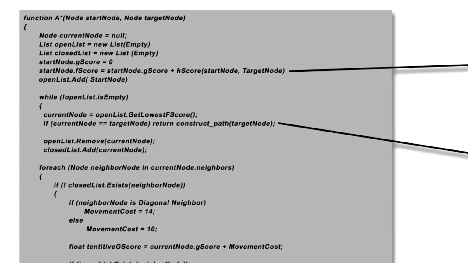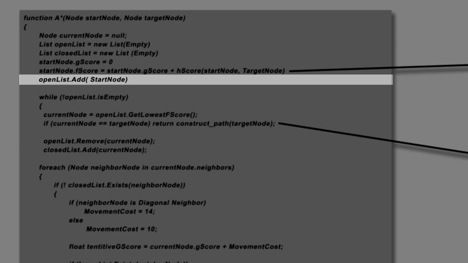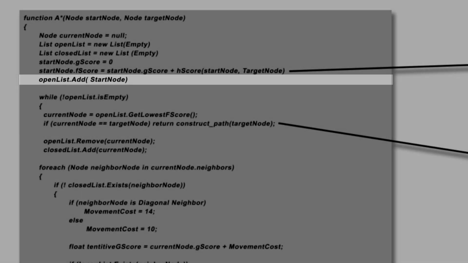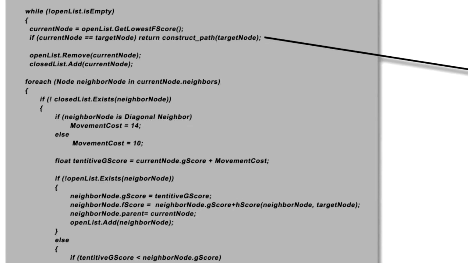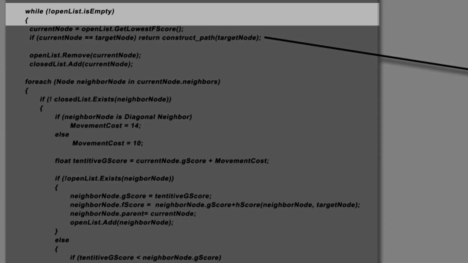Then, next, we add the start node to the open list. And at this point, our initialization is done. We are now ready to step in to the main while loop of the function, which is going to keep iterating until we either find the target node or, in the case where we can't find the target node because the target node is unreachable, until we run out of nodes on the open list. So you can see that next we create a while loop that is set to iterate as long as there are nodes on the open list.